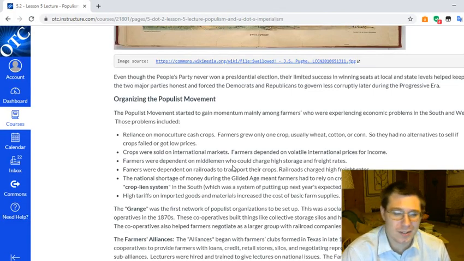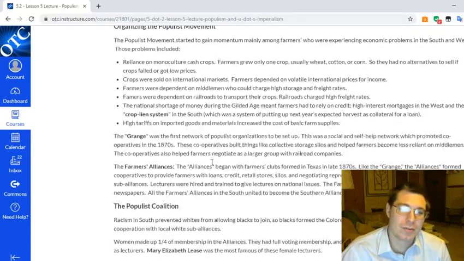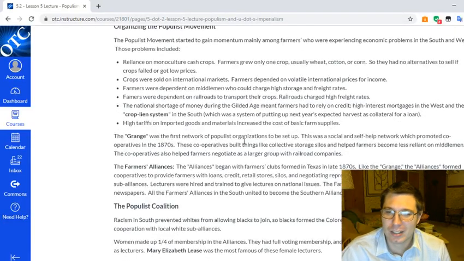So farmers were dealing with all of these problems out in the West and in the South in the late 1800s. So how did they address it? First was this network of populist organizations that they called the Grange. Kind of a weird word, but this is what they called it. It was basically a social and self-help network which promoted cooperatives in the 1870s.